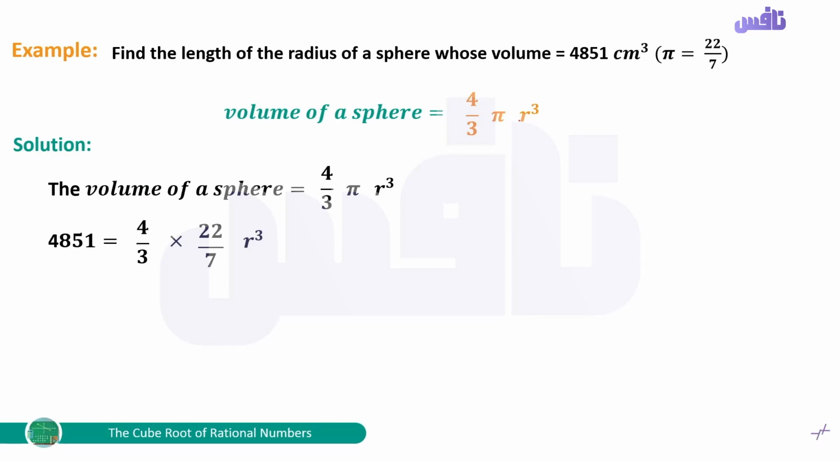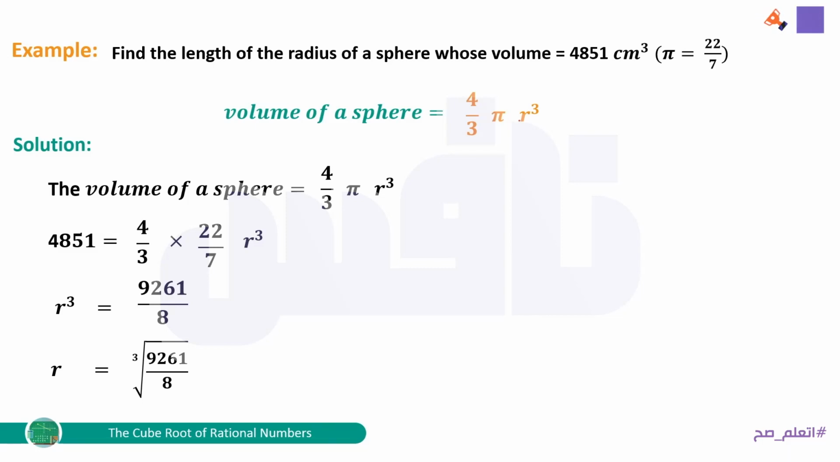هيبقى عندي نمبر واحد هولديه في السايد التاني بالديفيجن فهتبقى الريزلت r باور 3 equals 9261 over 8. اوكي انا عايز اجيب الراديوس يبقى انا عايز اكنسل باور 3 فهعمل الانفرس اوبريشن. الانفرس اوبريشن لباور 3 هي كيوب روت فهيبقى الار equals كيوب روت 9261 over 8 by using calculator. The result will be 10.5 centimeters and this is the required.